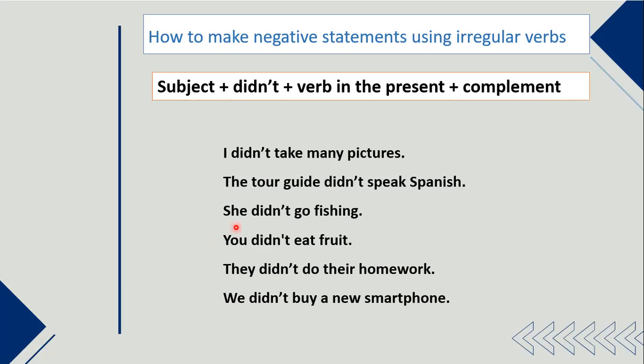Okay, to practice in this part, who wants to read examples 1, 2, and 3? Thank you, Samuel. I didn't take many pictures. The tour guide didn't speak Spanish. She didn't go fishing. Thank you so much. Excellent job. Damaris, can you help me please with the next three sentences? You didn't eat fruit. They didn't do their homework. We didn't buy a new smartphone. Excellent. Thank you so much. They didn't do their homework. Okay, excellent. Samuel and Damaris, excellent job.